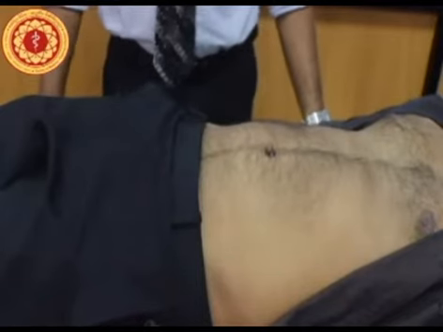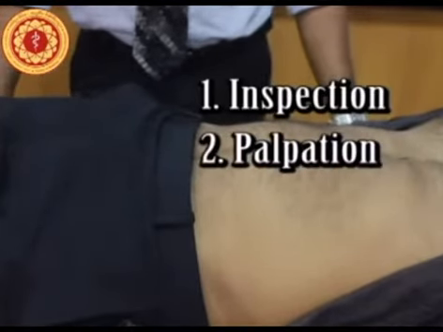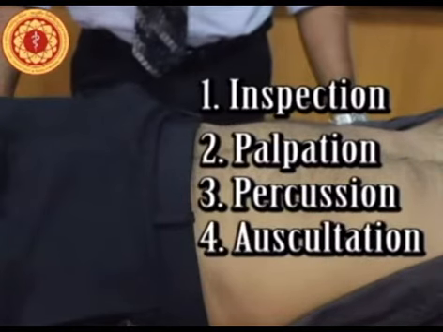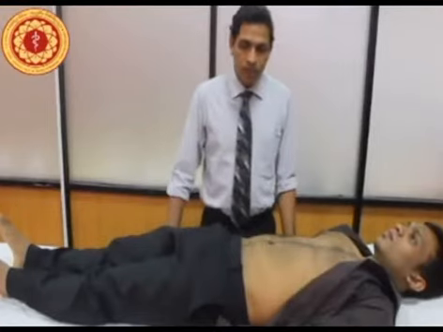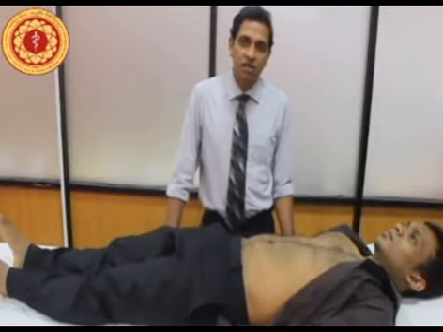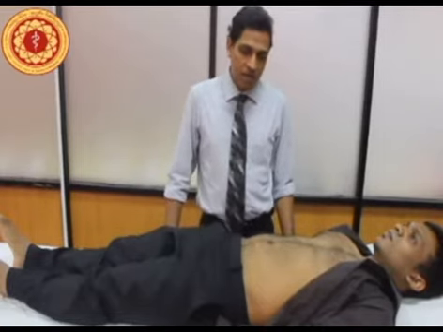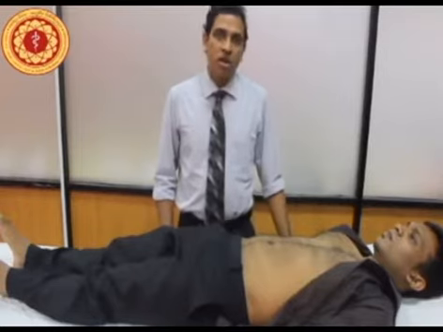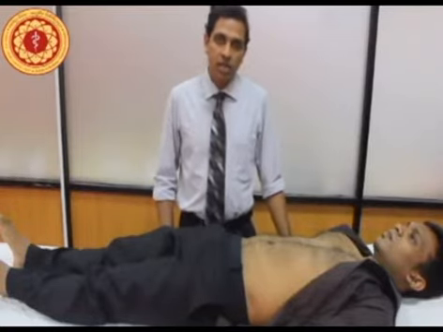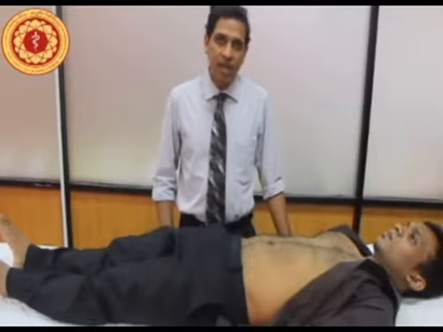The examination of the abdomen consists of four parts: inspection, palpation, percussion, and auscultation. On inspection, look for the presence of surgical scars and also anterior abdominal wall dilated veins. Also look for abdominal distension, whether it is localized or generalized, and also flank fullness.